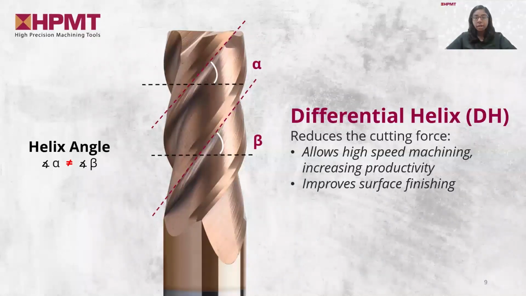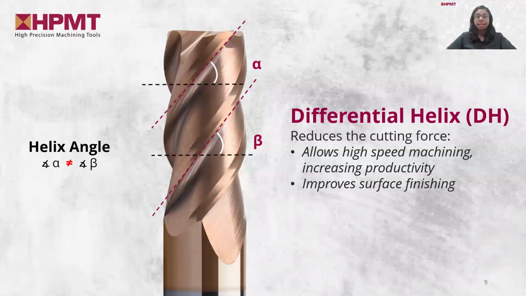Jet, do you know what is the benefit of having DH? Well, from my understanding, differential helix or DH actually means there are different helix angles in one single tool. It also means that the helix angle for the second flute will be different from the first one. Thanks, Jet. You are correct.